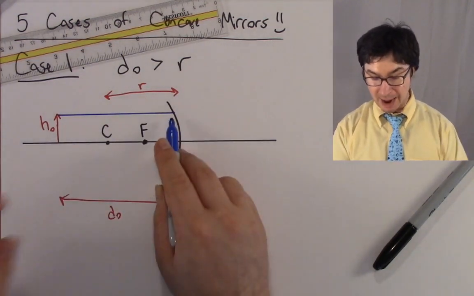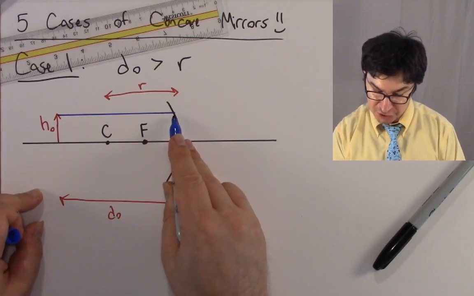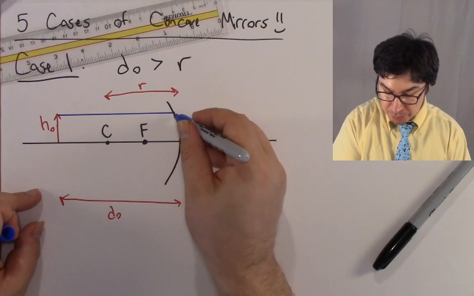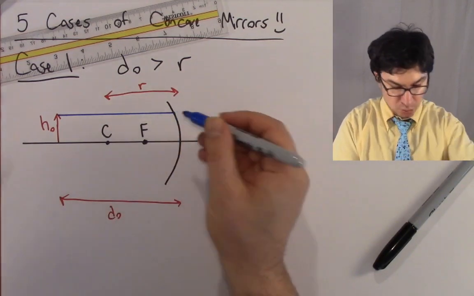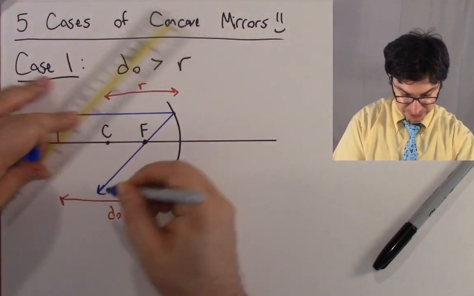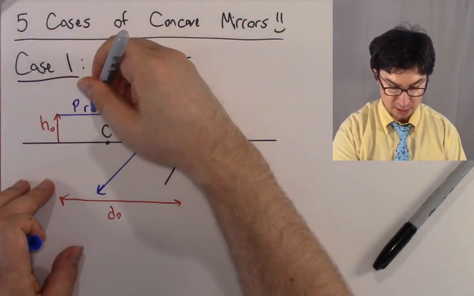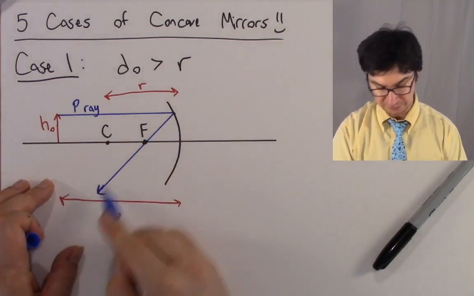Okay? So it bounces off this curved surface, and according to the law of reflection, it's going to reflect through this focus, just like, ooh, let me grab the ruler. Do this properly, just like that. Okay? And let's label this the P ray. And again, P ray stands for parallel. Aims parallel, reflects through the focus.